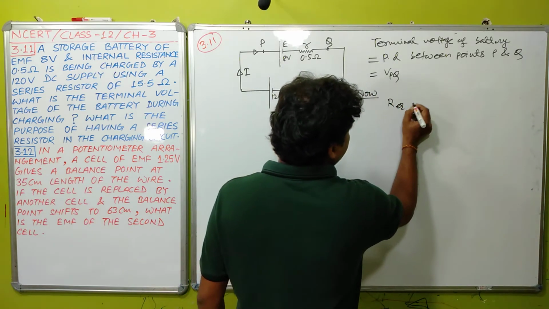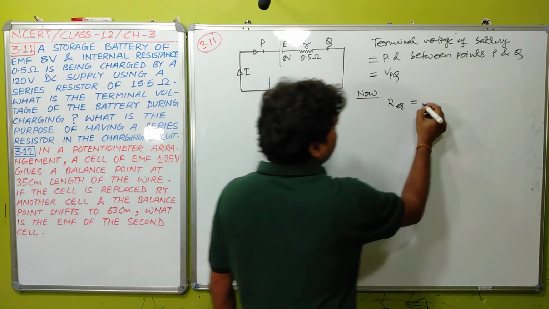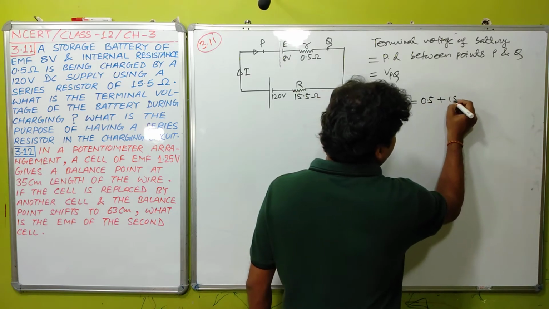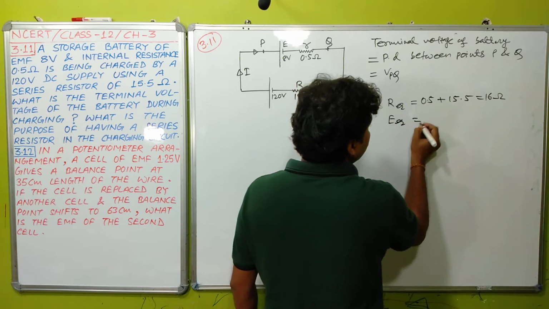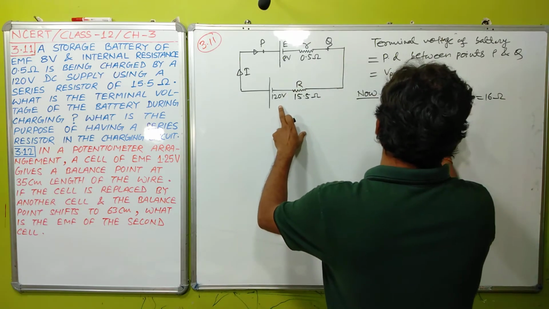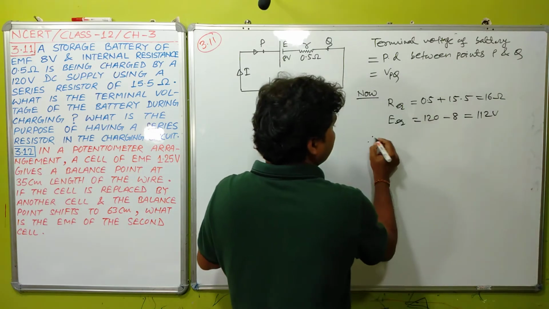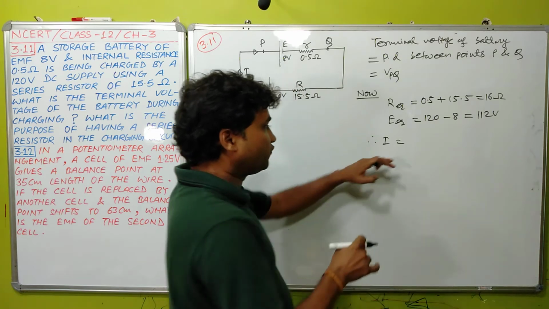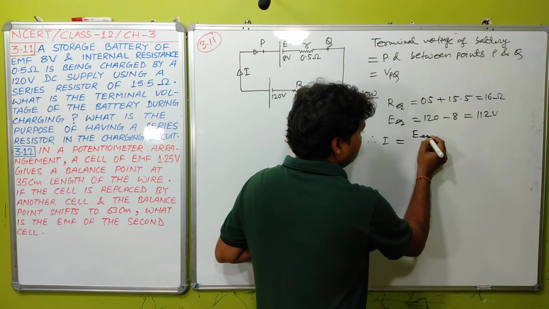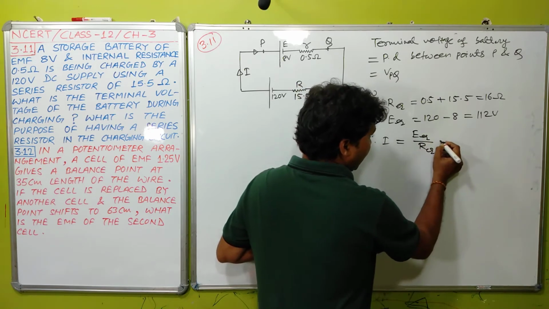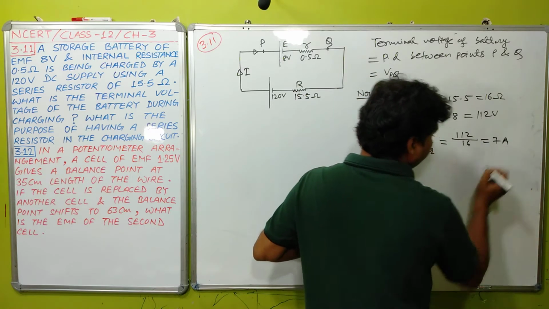Now for finding current, you can see the equivalent resistance in the circuit is 0.5 ohm plus 15.5 ohm, which becomes 16 ohm, and the effective equivalent EMF is 120 minus 8, which becomes 112 volt. So I, the current flowing in the circuit, you can write from Ohm's law, E equivalent divided by R equivalent. This is 112 by 16, and this becomes 7 ampere.